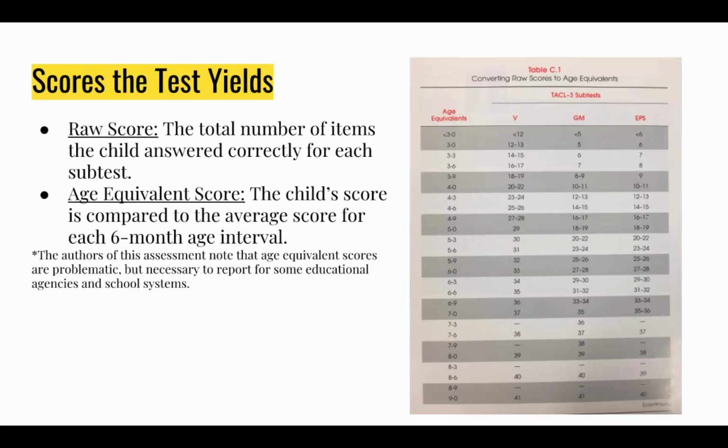The scores that the test yields are a raw score, which is the total number of items that the child answered correctly for each subtest. And there's also an age equivalent score given, which is the child's score compared to the average score for children of their age or other ages at 6-month age intervals. But the authors of this assessment do note that age equivalent scores are problematic, but it is necessary to report some of these for educational agencies and school system purposes.